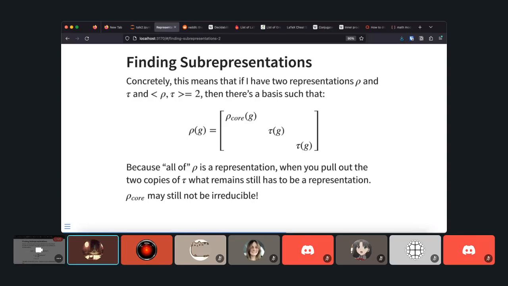This is what we do: this is our tool. If we have a couple of irreducible representations and then a really big representation, then bit by bit we can break off the irreducible pieces, and then we're going to have something left. This probably isn't irreducible, but then we can go and work on this smaller rho core. Does that also hopefully make sense?